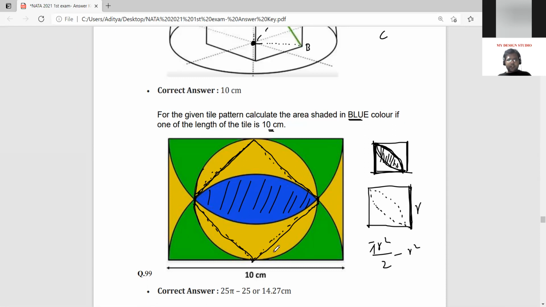Now, how do we find out this r? It is again a simple thing. From here to this point, this is again the radius of the diagram. Okay, this is also the radius. So this whole distance is 10. Therefore, this distance is 5. So r becomes 5. Now, when you put r as 5, what are we getting? You're getting 25 pi by 2 minus 25. So that is our answer for this question.